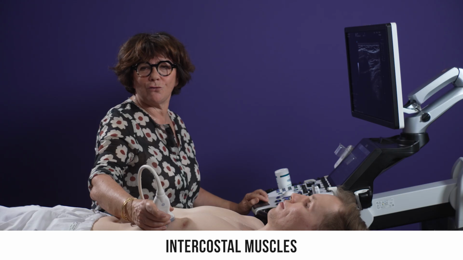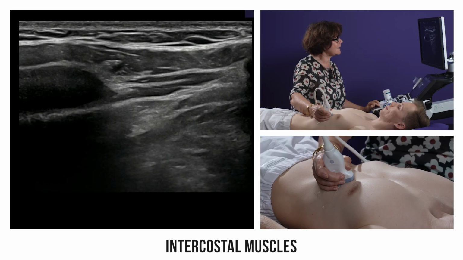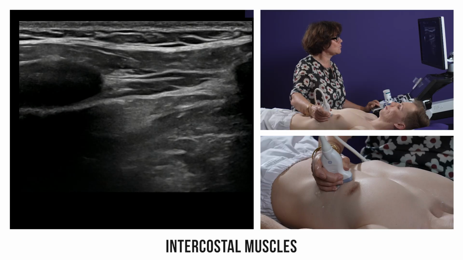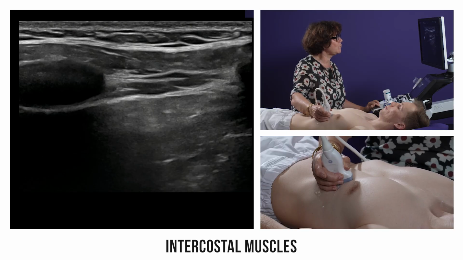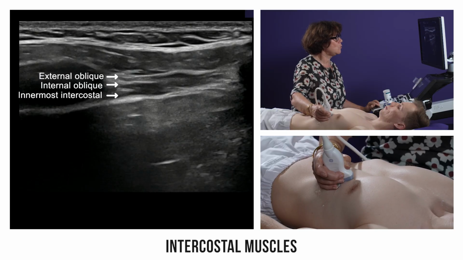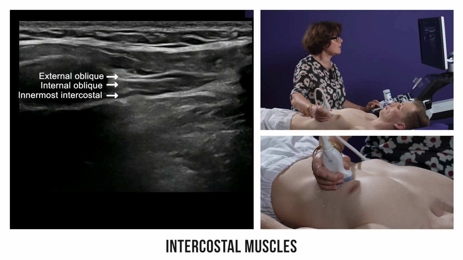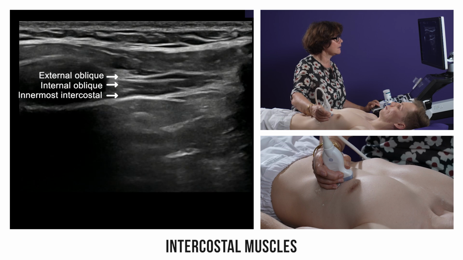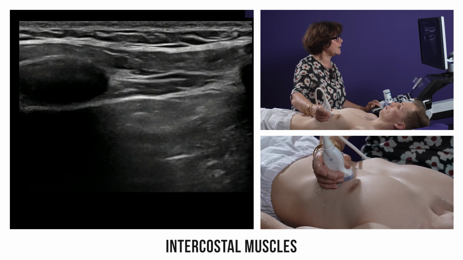Let's first finish the exploration of the anterior thoracic wall muscles by examining the intercostal space, where we see the superimposed layers of the three small muscles, from deep to superficial. The innermost intercostals, the internal intercostals and the external intercostals. Beneath them, the pleura and the mobile lung are visible.